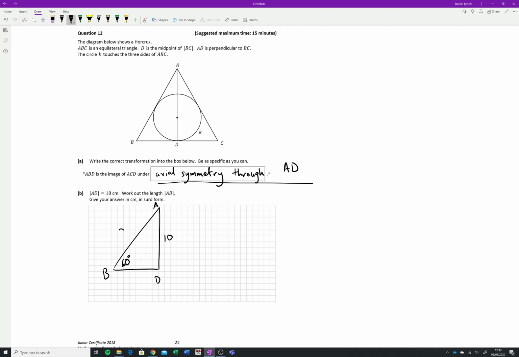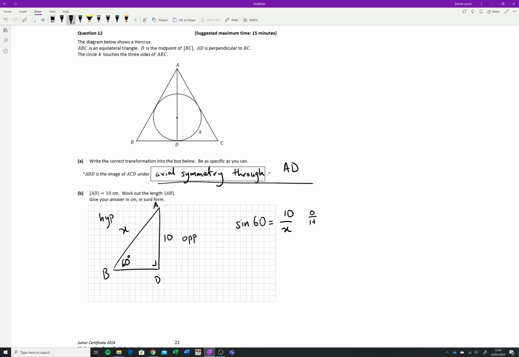So it's asking us to find out what x is. We know that this is a right angle here. So what are we going to do? So it's trigonometry, of course. This is the opposite and this is the hypotenuse. Opposite and hypotenuse, which trigonometric function? Sine. So sine 60 equals opposite over hypotenuse. So that's 10 over x.